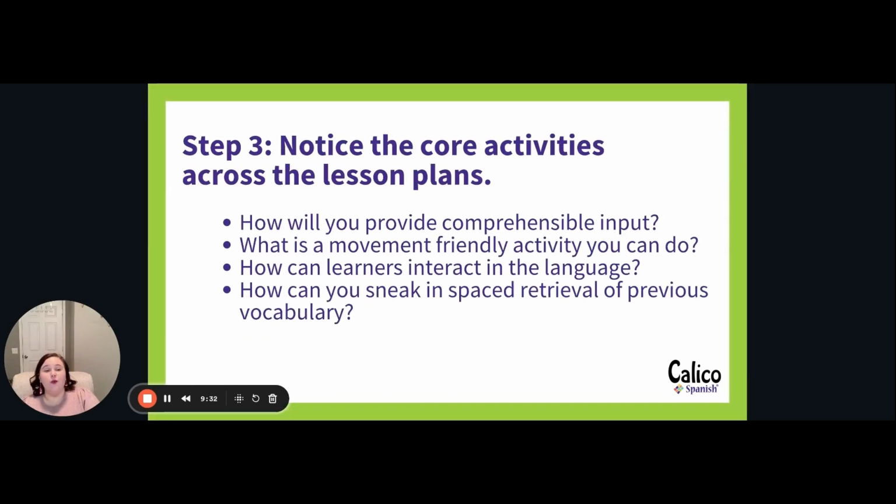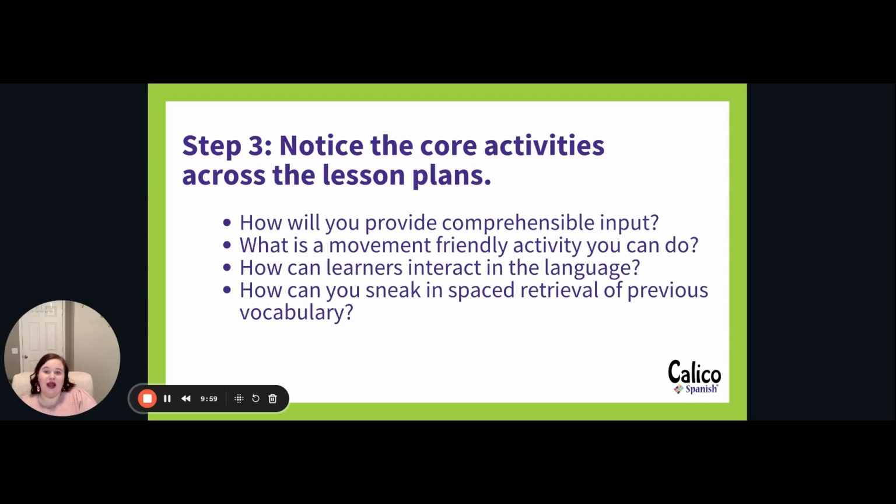So as you're planning what activities to use, you need to ask yourself some questions. First, how are you going to provide comprehensible input? That is the number one thing that you need to consider. How are they going to get input? Is it going to be through a story? Is it going to be through the dialogue videos? Are you going to sing songs? Are you yourself, the teacher, going to provide that input?